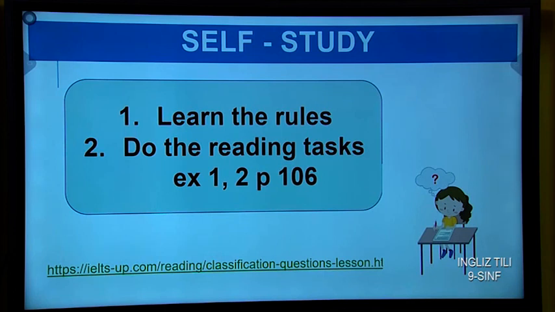Here is your home assignment. First one, learn the rules. 2. Do the reading tasks, exercises 1 and 2, page 106 in your textbook.